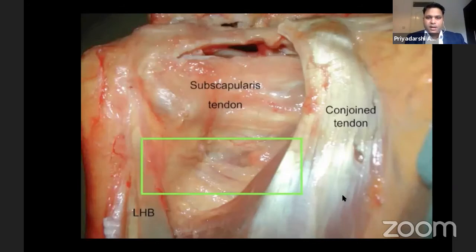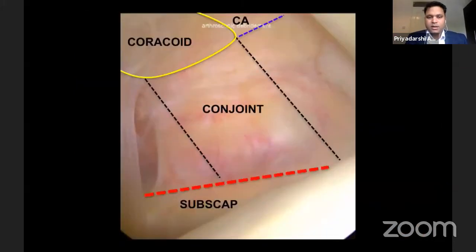Now, this again is the anterior view of a right shoulder, where the deltoid and pec major have been detached, and you appreciate the subscapularis tendon, the lesser tuberosity, and that shows interesting anatomy of the three sisters. Now, the subdeltoid space is divided into two parts: one part lateral to the conjoint tendon, and the other medial to the conjoint tendon.